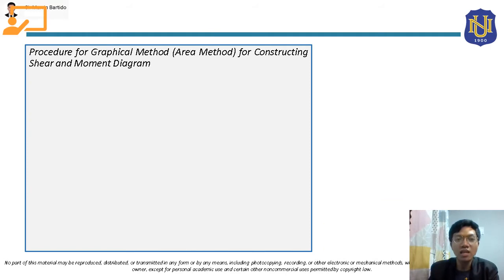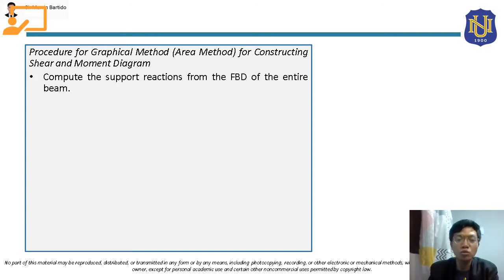Now let's discuss the procedure for the graphical method or area method for constructing shear and moment diagrams. The first thing that we have to do is compute the support reactions from the free body diagram of the entire structure. This is actually also the first step in our solution 1.